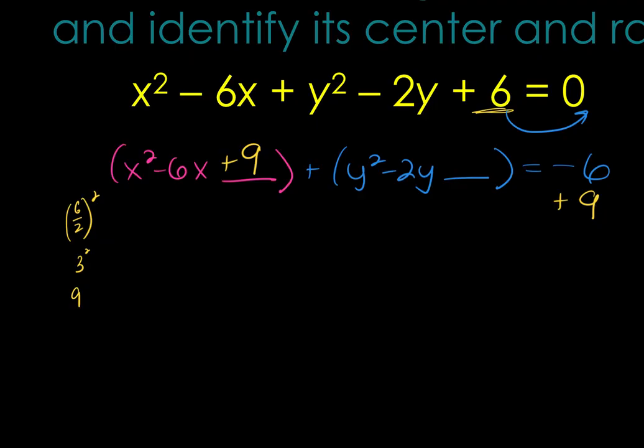Then I'm going to repeat the process with the second parentheses. I take the negative 2. Don't worry about the sign. 2 divided by 2 squared is 1 squared, and that's 1. I add the 1 to the left, and I add the 1 to the right.